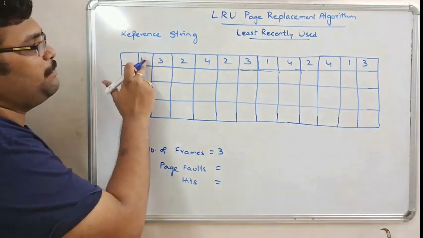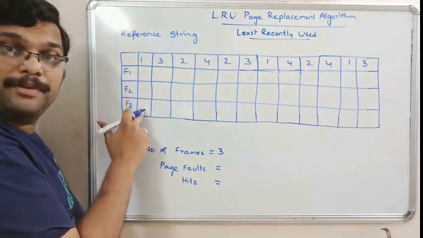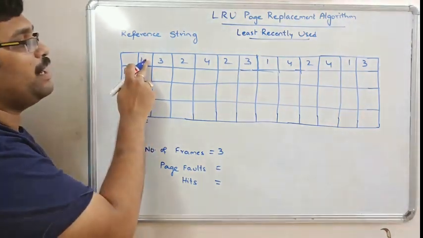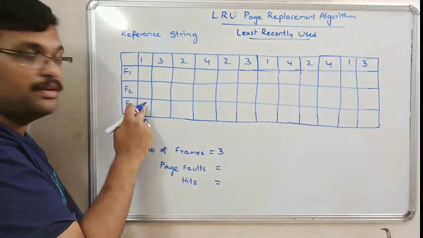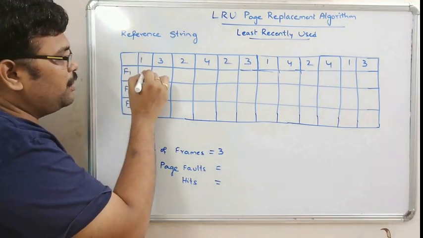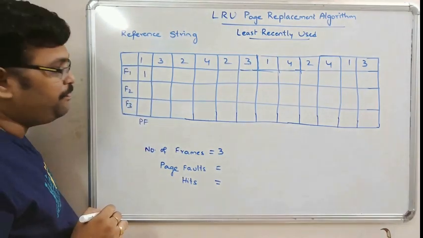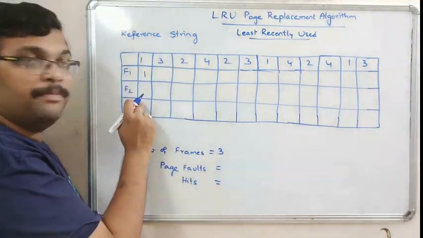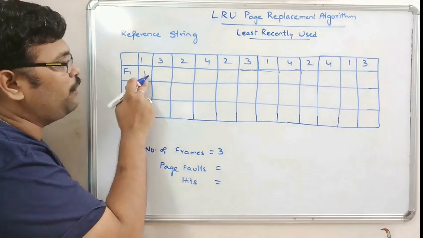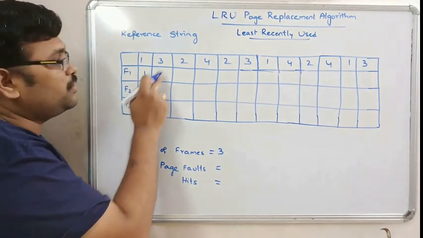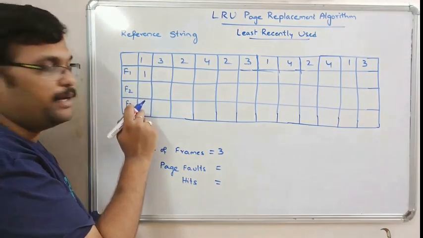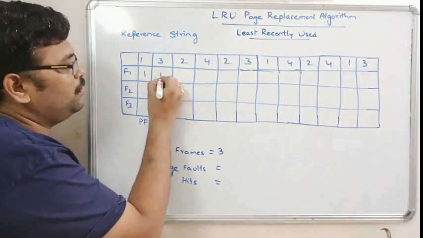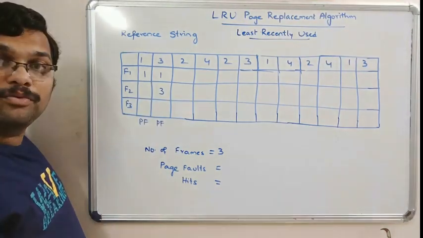So first, page number 1. All 3 frames are available. So there is a page fault because the required page is not available in the frames. So now we can load that in the main memory. Next, coming to the 3. 3 is also not available in the main memory. Okay, you can observe only 1 is there, 2 are empty. So 3 is not available in these 3 frames. So again, there is a page fault. So I will load this 3 in frame 2.